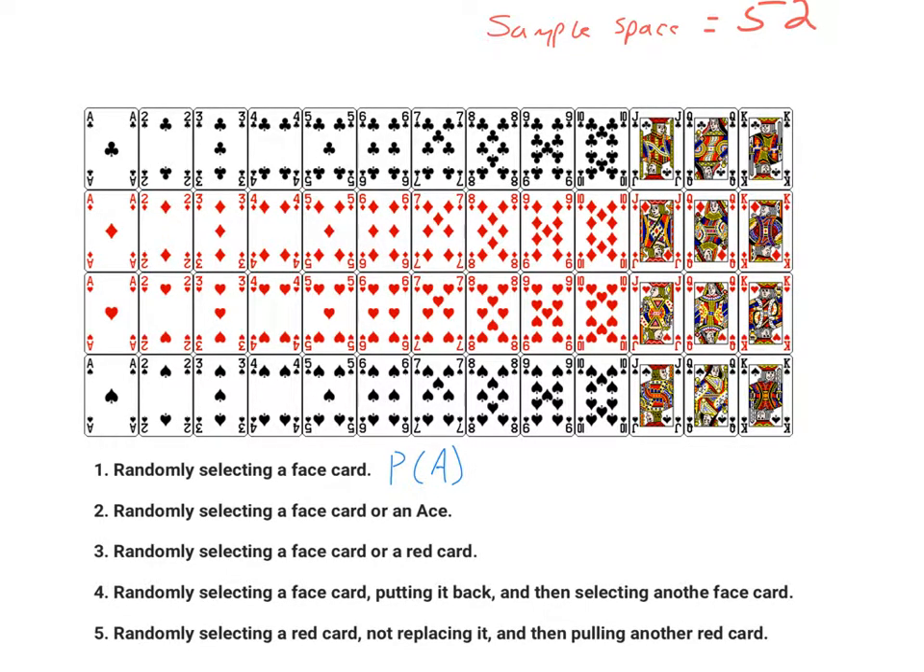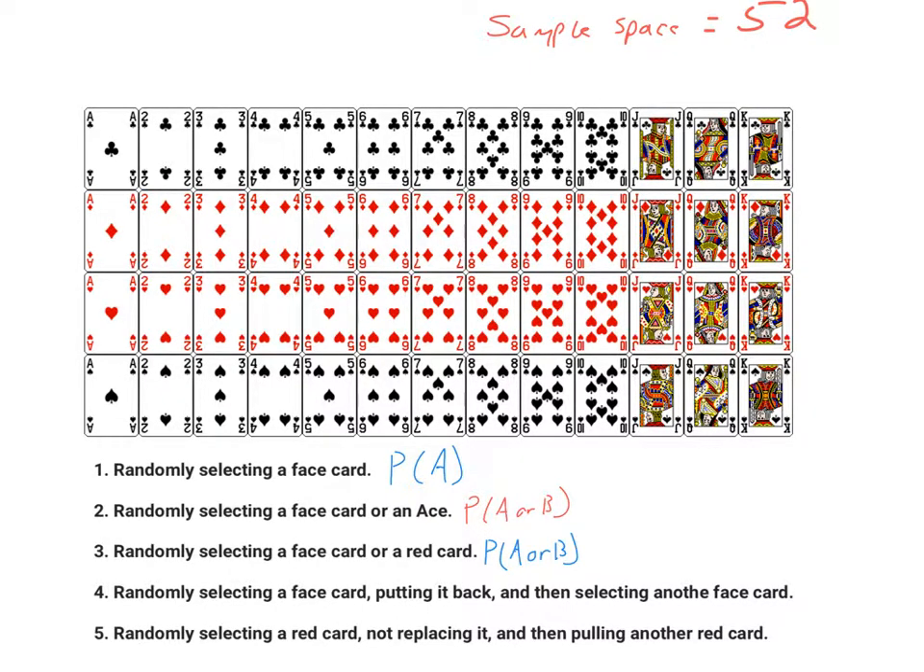The second example here is randomly selecting a face card or an ace. And that's going to be a probability of A or B. In this case, my A event is actually the same thing, selecting a face card or an ace. But that's going to be an OR probability. The next one is going to be talking about selecting a face card or a red card. So it's another OR probability. Again, obviously the events A and B have changed in each of these examples, but it's still going to be an OR probability.